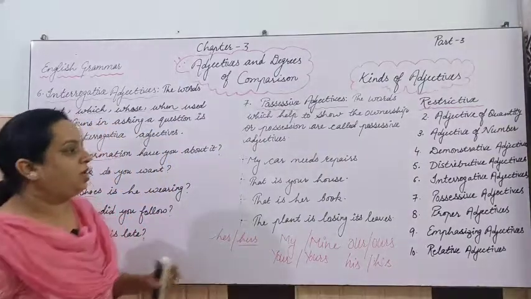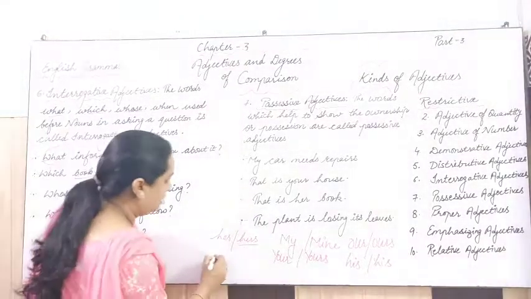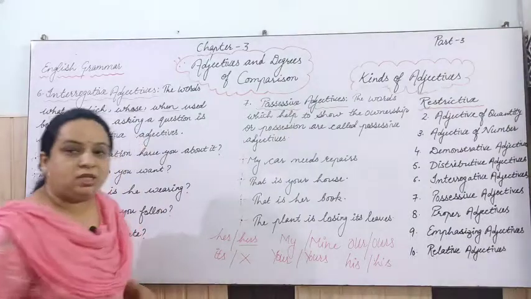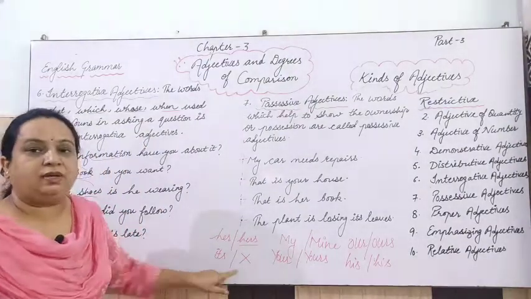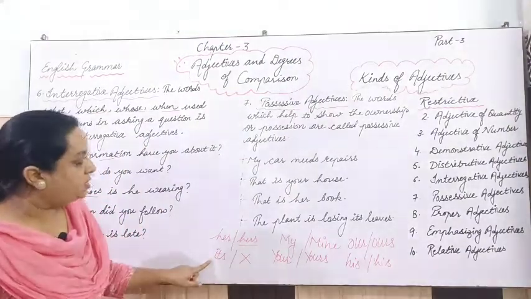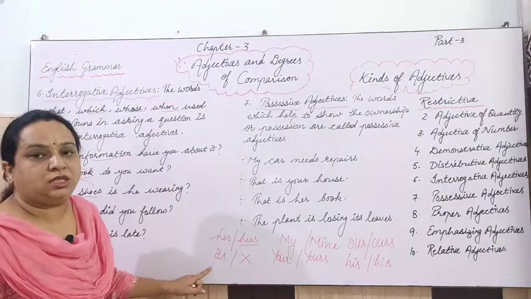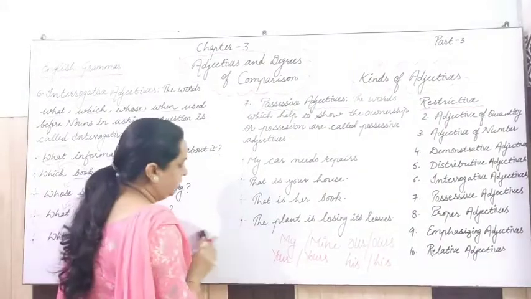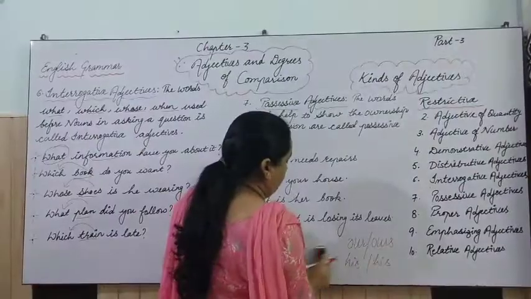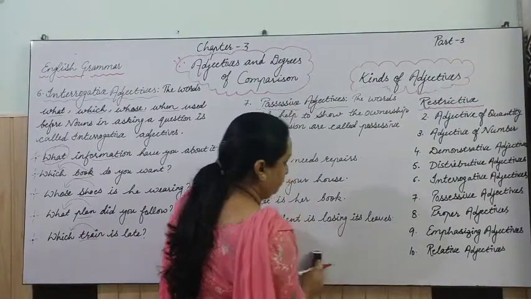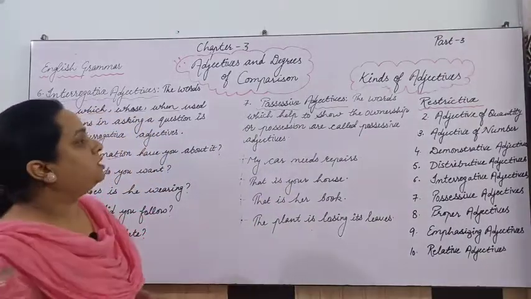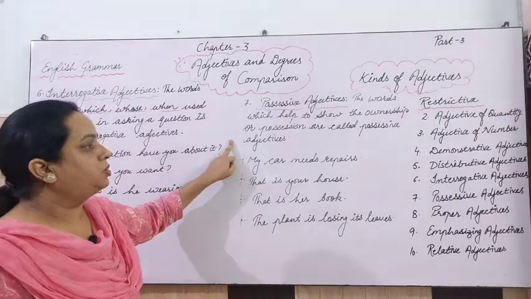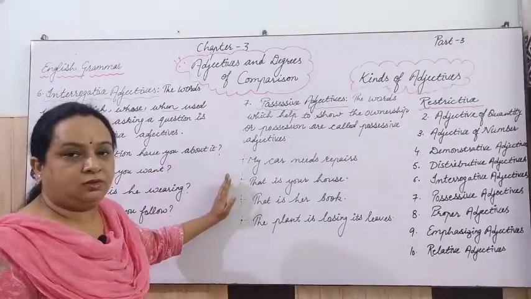Okay, like this we have to do. Its is an adjective, and we do not have any its in the pronoun category. So its is in the category of adjective. Clear? So that's the difference. Now let's understand possessive adjectives. The words which help us to show the ownership or position are called possessive adjectives, right?